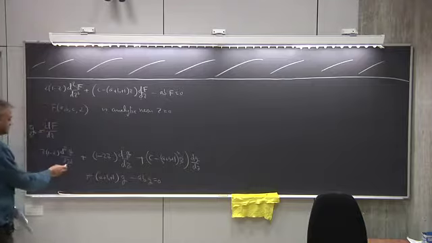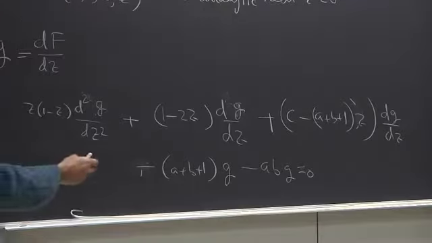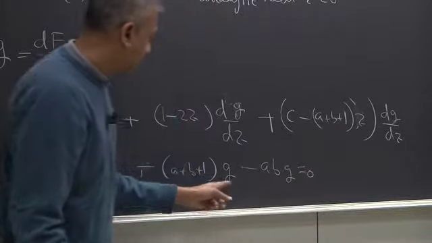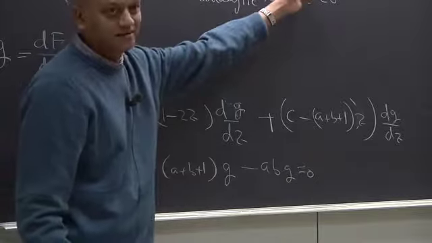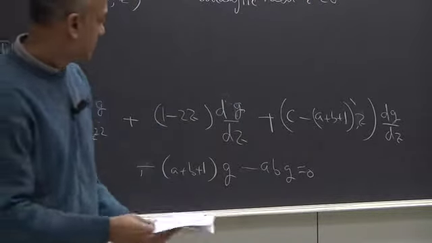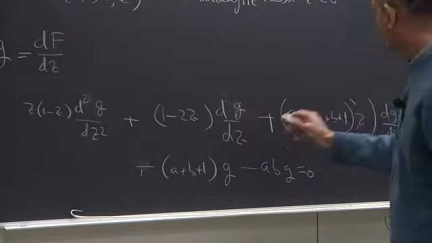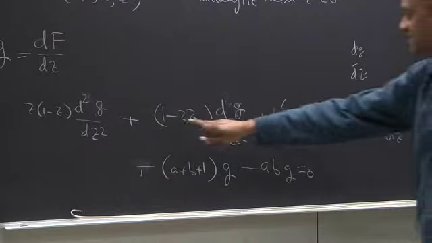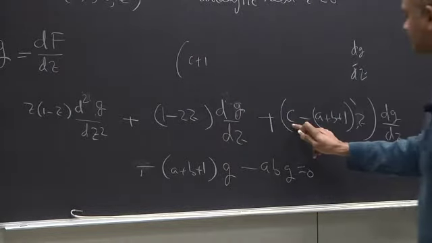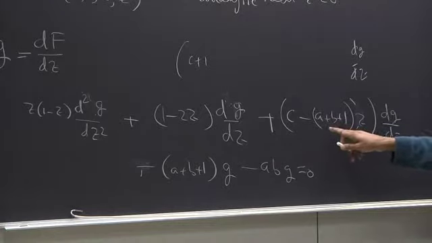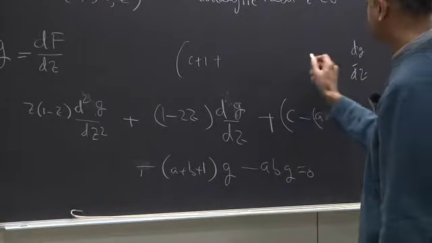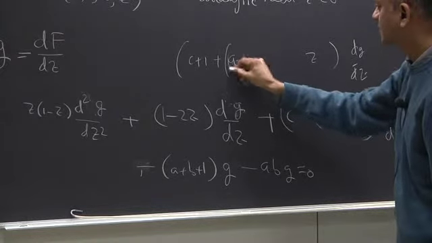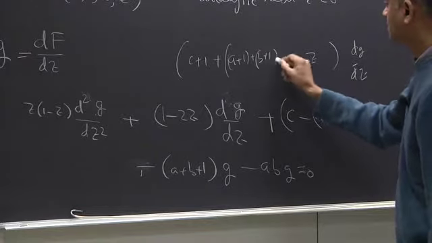Now it's again of the hypergeometric form, because the coefficient of dg by dz is again a linear function of z, and the coefficient of g is a constant again, just like here. So it's again a hypergeometric equation. If you combine all the things, the coefficient of dg by dz has a constant term c plus 1, and the linear term in z is a plus b plus 2. Let me write it like this: (a plus 1) plus (b plus 1) plus 1.